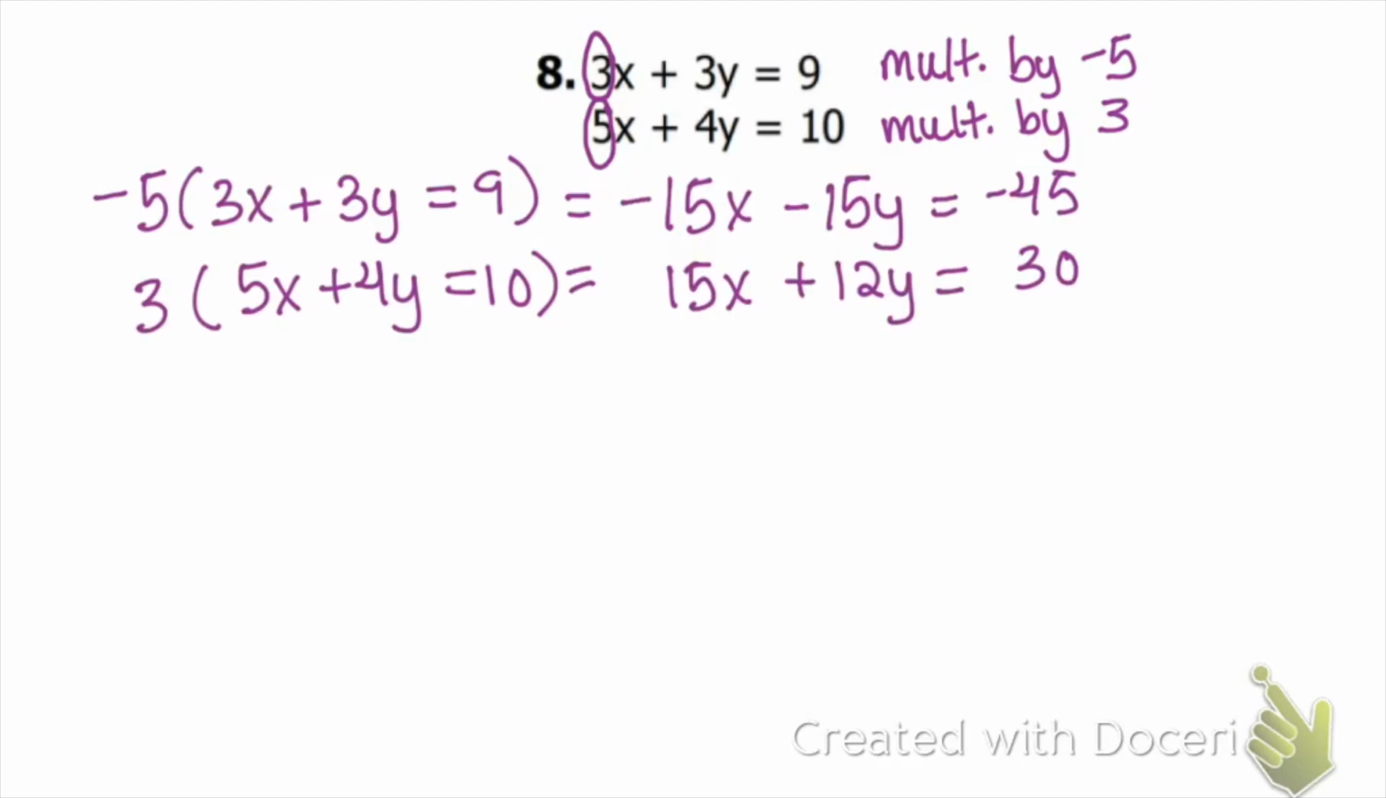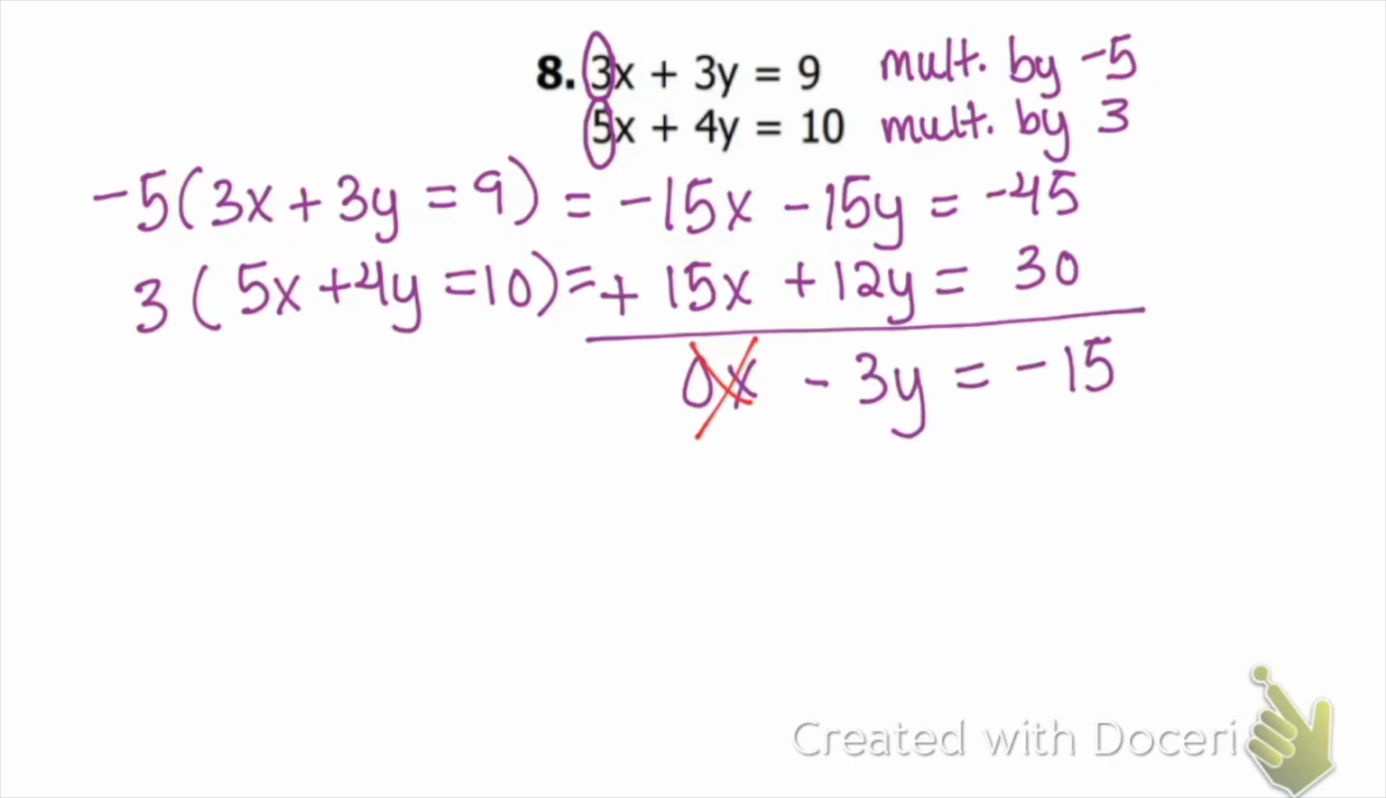So when we multiply the first equation by negative 5 and the second equation by 3, you get negative 15x minus 15y equals negative 45. And then you get 15x plus 12y equals 30. So now we're going to add those two equations together, which cancels out our x term. So you're left with negative 3y equals negative 15. So we're going to divide by negative 3 to get y equals 5.